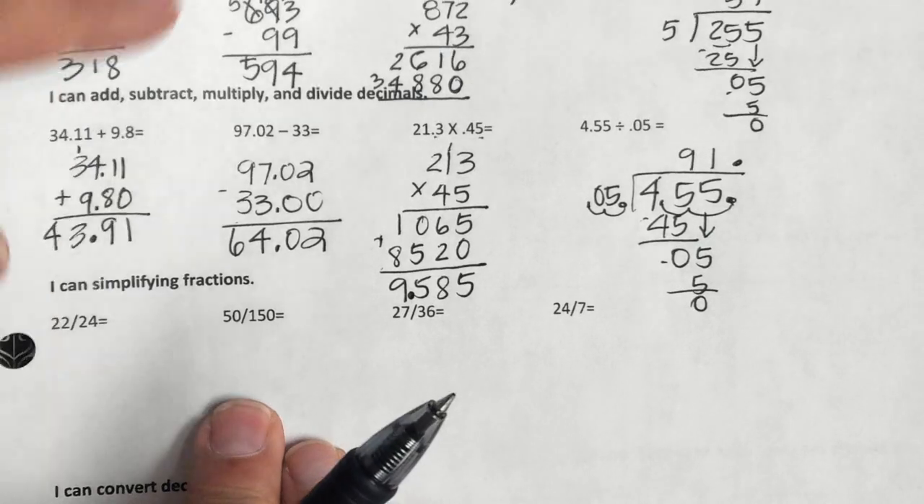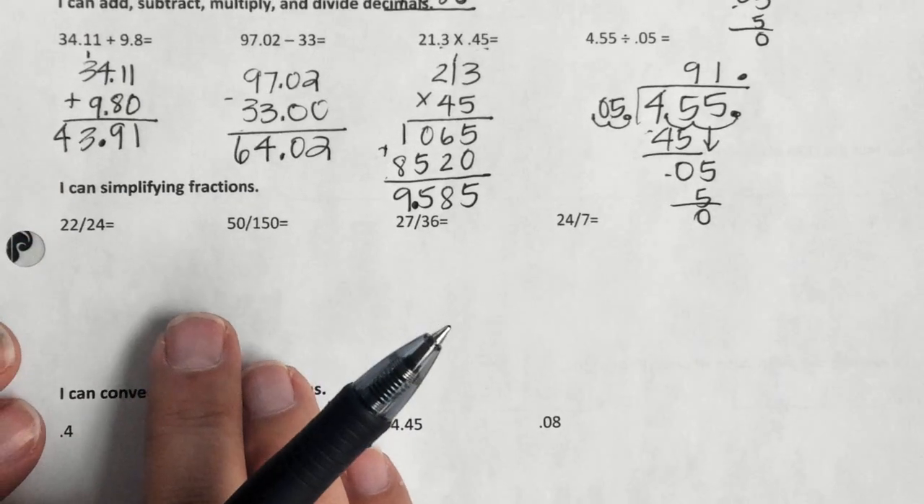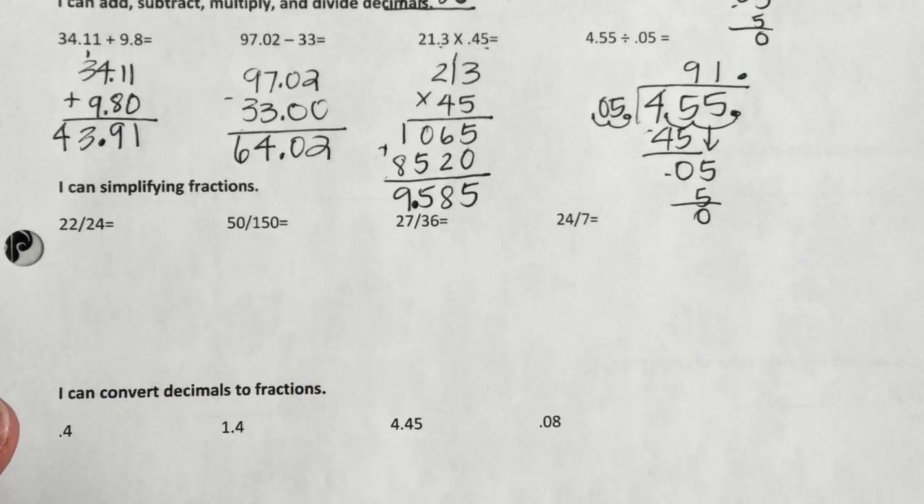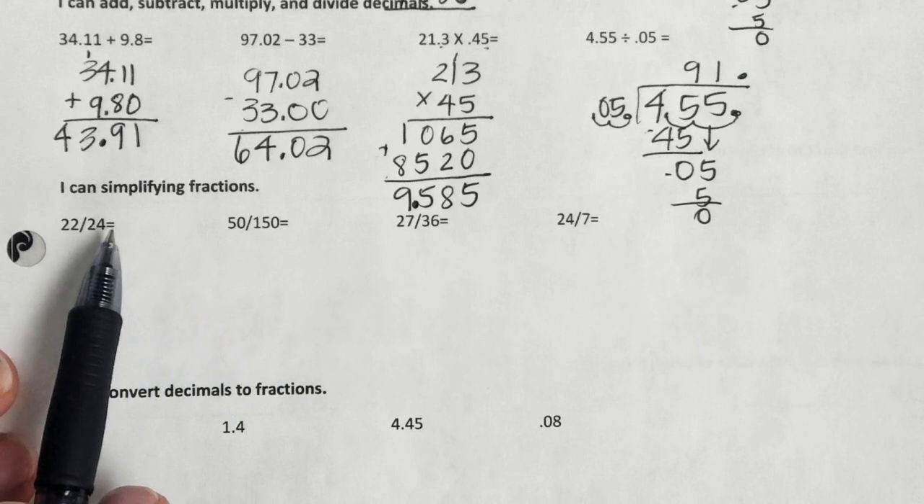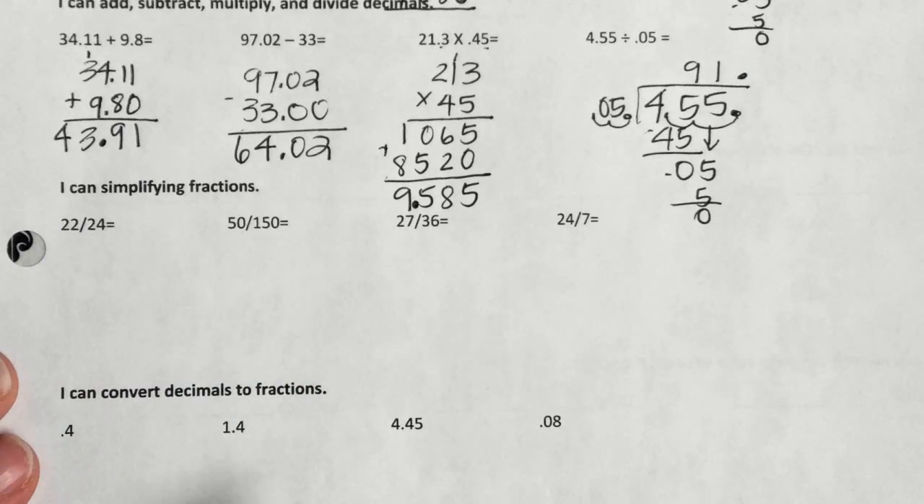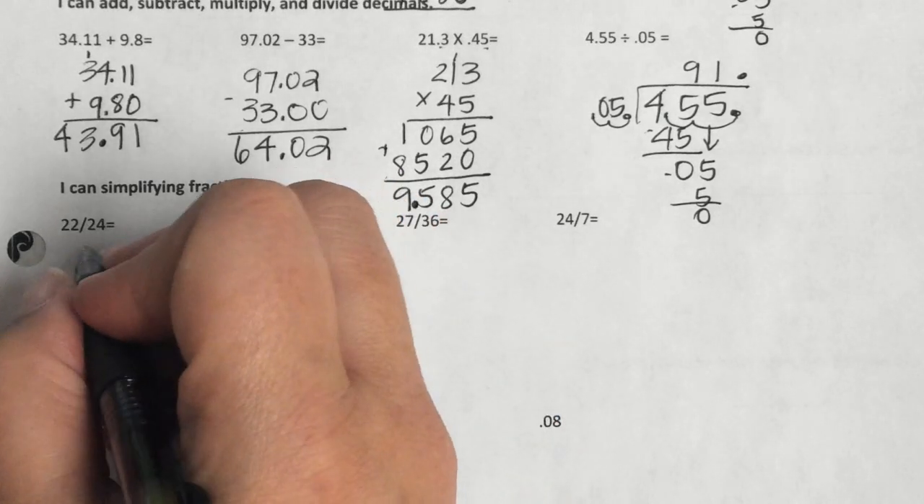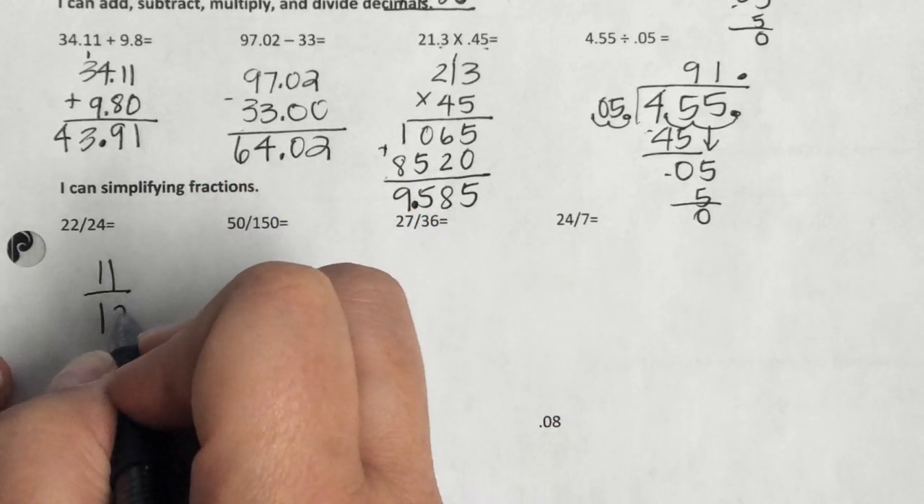Okay, next section. We were trying to make this harder yesterday than it was. We're just simplifying here. So remember we talked about greatest common factor? You're going to look for your greatest common factor and divide both numbers. So what is the largest number that will go into 22 and 24? 2. Very good. So that would be 22 divided by 2 is 11. 24 divided by 2 is 12.